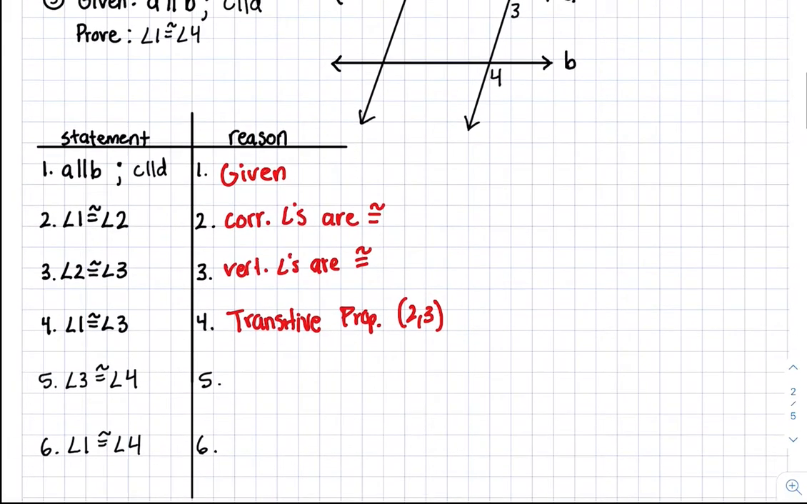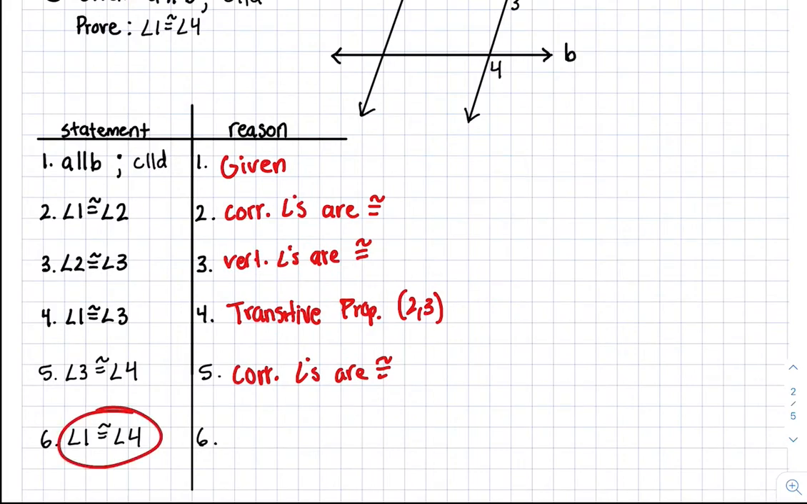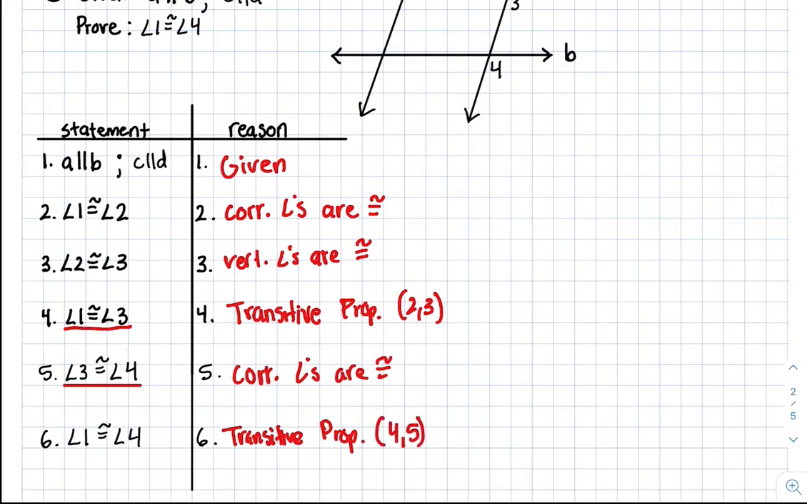Now let's look at 5. So 5, it says, okay, angle 3 is congruent to angle 4. Why can we say that? Because angle 3 and angle 4, those are corresponding angles. And you guys know corresponding angles are congruent. Now our last step, so we have angle 1 is congruent to angle 4, right? So look at our previous two statements. We have angle 1 is congruent to 3, and we have angle 3 is congruent to 4. That is the transitive property. And we're using lines 4 and 5.